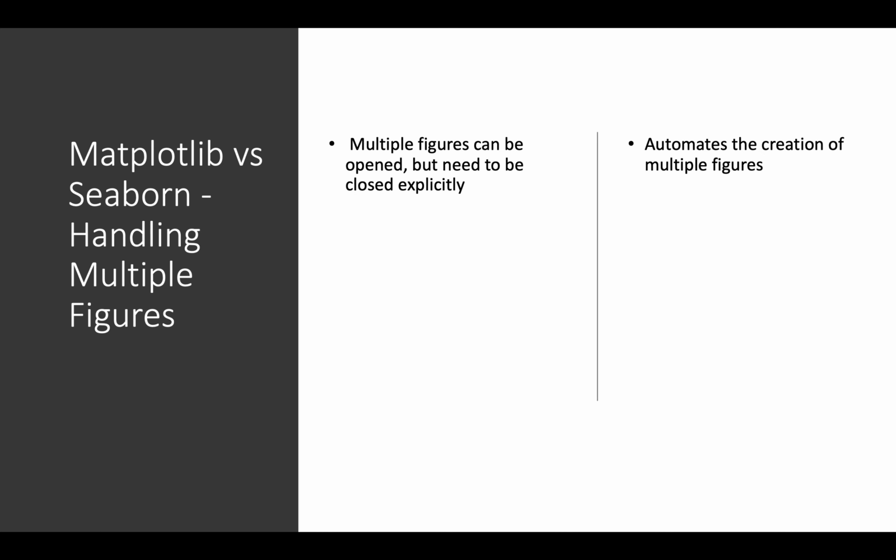How about handling multiple figures? Matplotlib has multiple figures that could be opened, but you should remember that they need to be closed explicitly. Basically, you should have plt.close('all'), because if you only have plt.close(), then it only closes the current figure, not everything. On the other hand, Seaborn automates creation of multiple figures, but of course, sometimes it leads to out-of-memory issues. So these are things that you need to weigh. Which one is more important for you?